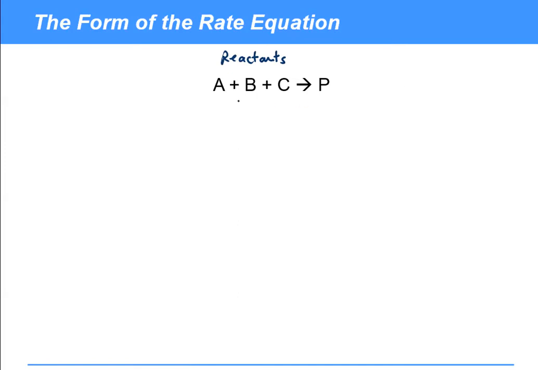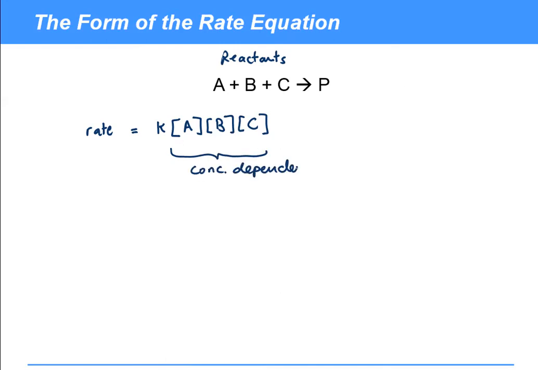Now we know that the rate of reaction here will likely depend on the concentration of the reactants, and so we can say that the rate of reaction is equal to some constant, a proportionality constant, times the concentration of A, the concentration of B, and the concentration of C. So what we've done here is separated out the rate of reaction into a concentration dependence, and a concentration independent part, which is known as the rate constant.